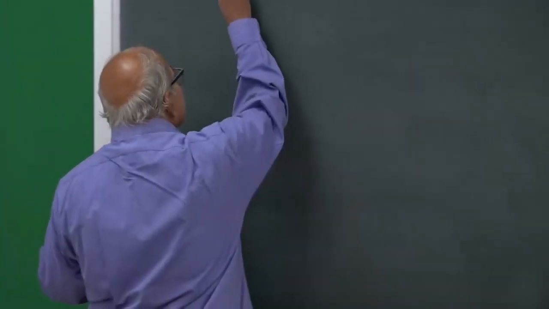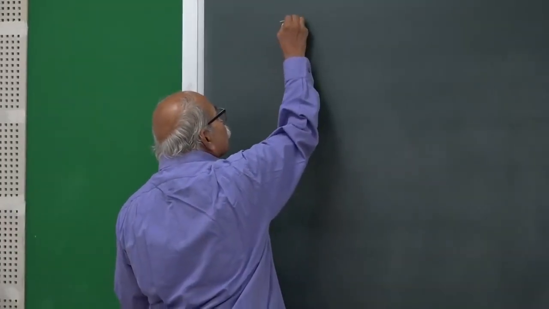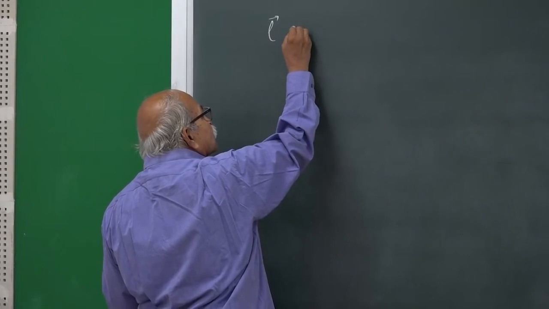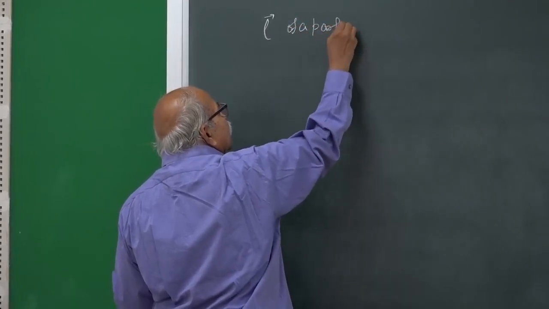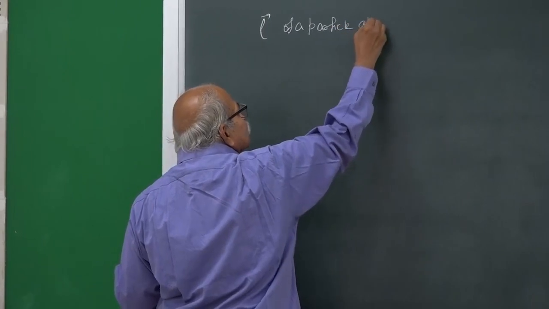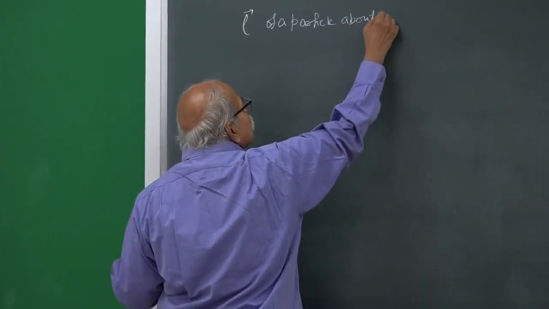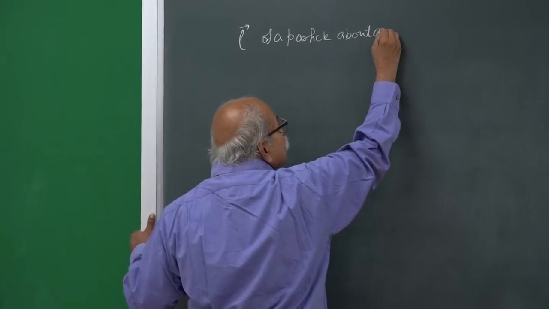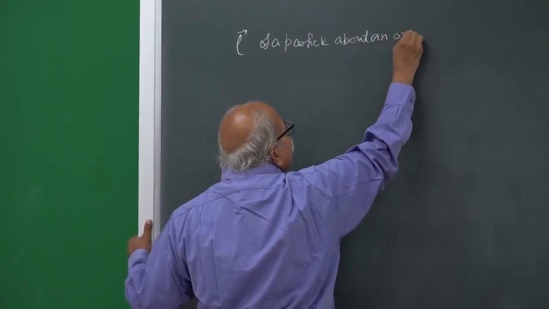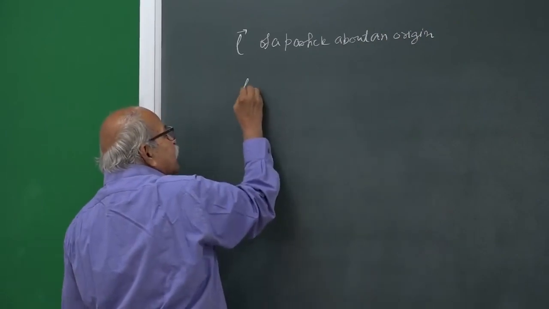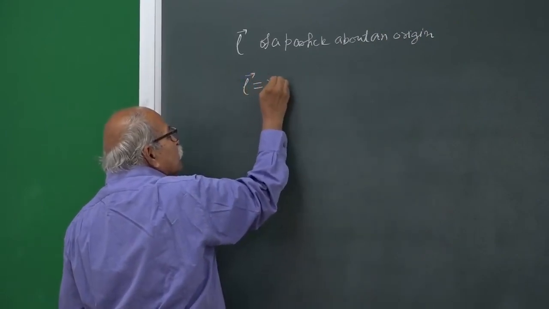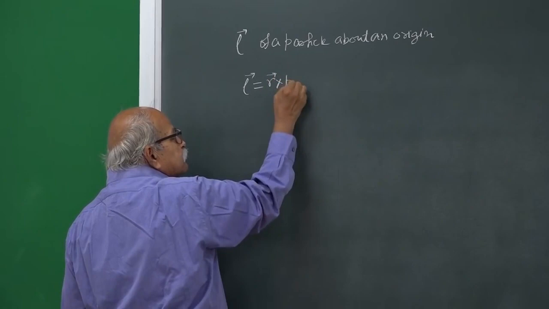We define angular momentum L of a particle about an origin. These things are important, about a chosen point which we call origin, and the definition is this: L is equal to r cross p.